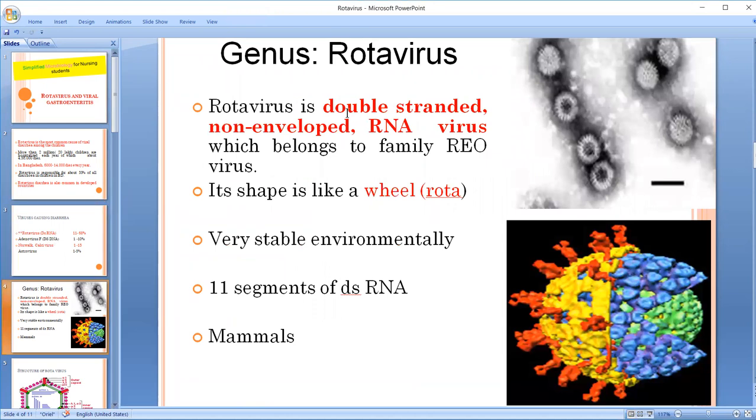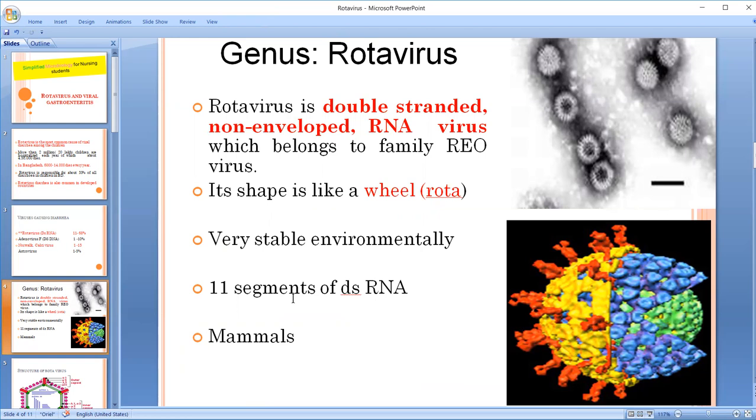Rotavirus is a double-stranded, non-enveloped RNA virus. This is the only RNA virus that is double-stranded, and it is non-enveloped, so it can remain in the environment. It is very stable in the environment, and it has got a peculiar structure.